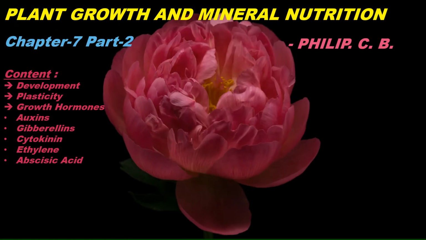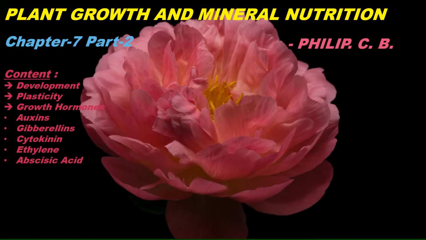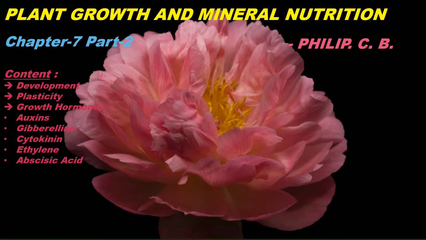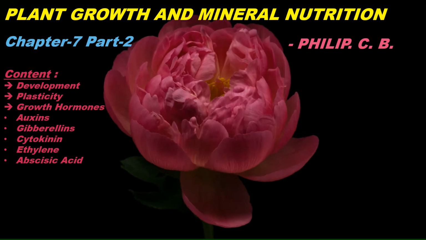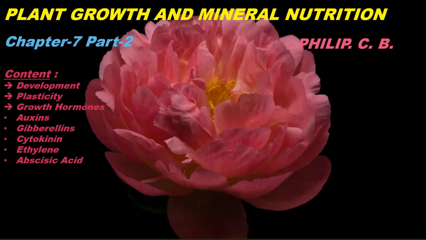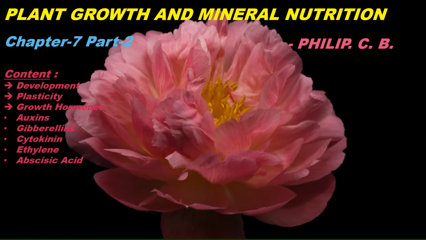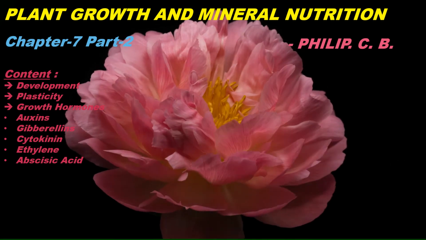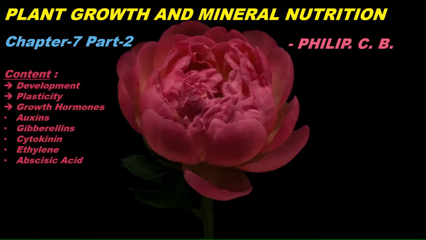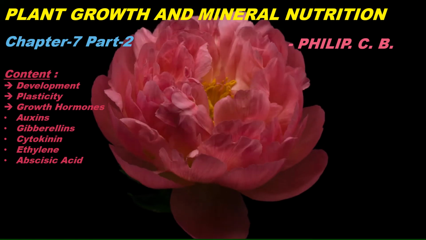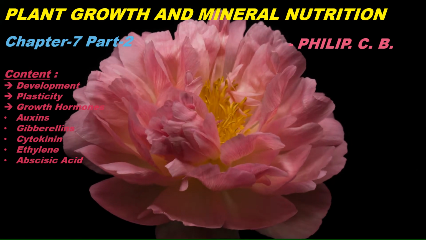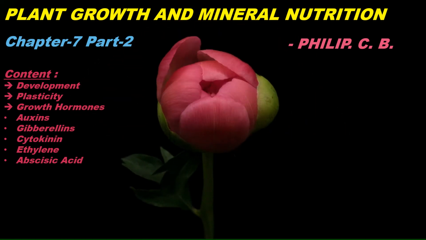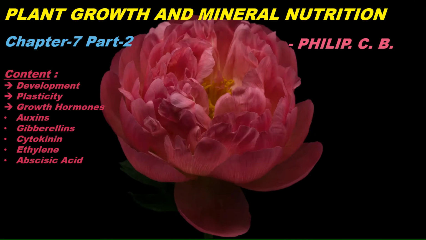Hello students. So today we are going to learn the second part of the topic, plant growth and mineral nutrition. In this particular part of the chapter, we are going to learn development, plasticity, and growth hormones, that is auxins, gibberellins, cytokinin, ethylene and abscisic acid. The growth hormones are the important part of the topic. Here we will be learning the physiological effects and uses of the growth hormones.